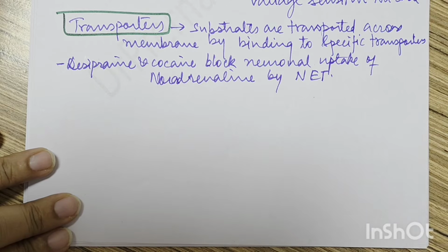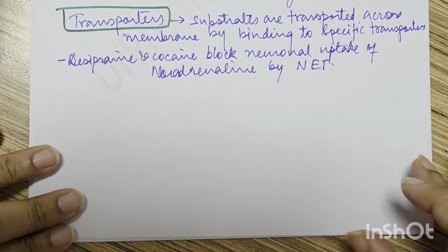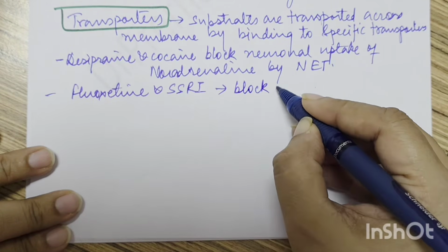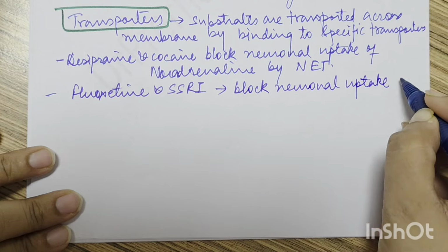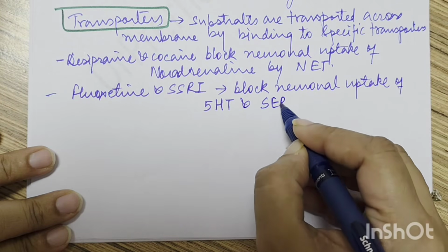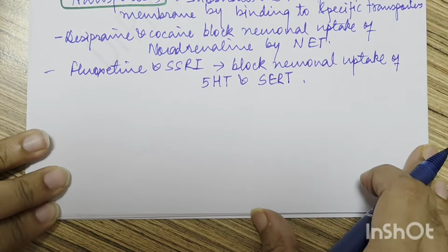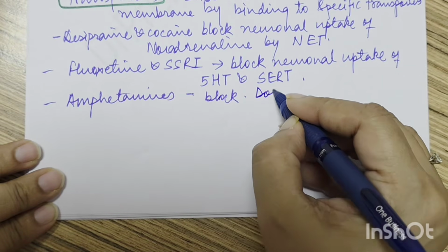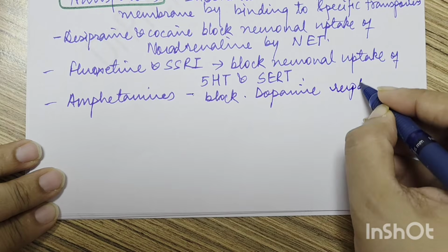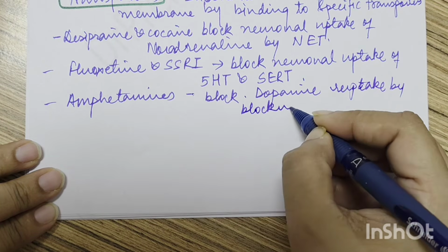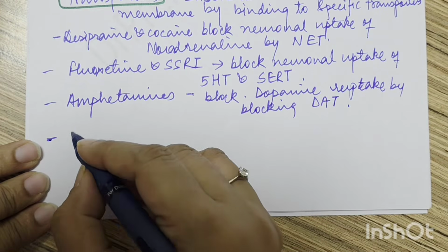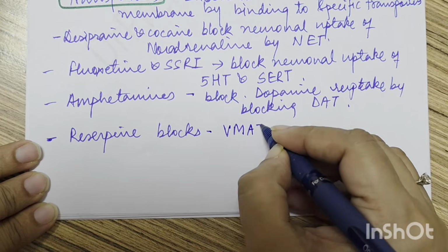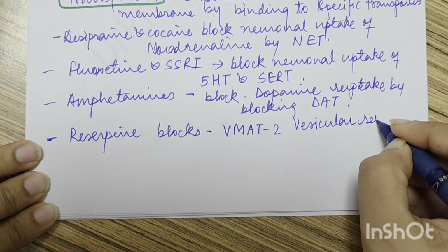So this is the mechanism of action of cocaine. It blocks the uptake of noradrenaline by interacting with the norepinephrine transporter. Then we have other antidepressants like fluoxetine, an SSRI. They also block the neuronal uptake of 5-HT by the serotonin transporter. Then other drugs are there like amphetamine. What do amphetamines do? They block the dopamine reuptake by blocking the dopamine transporter, right? It also blocks the vesicular reuptake by the vesicular monoamine transporter.